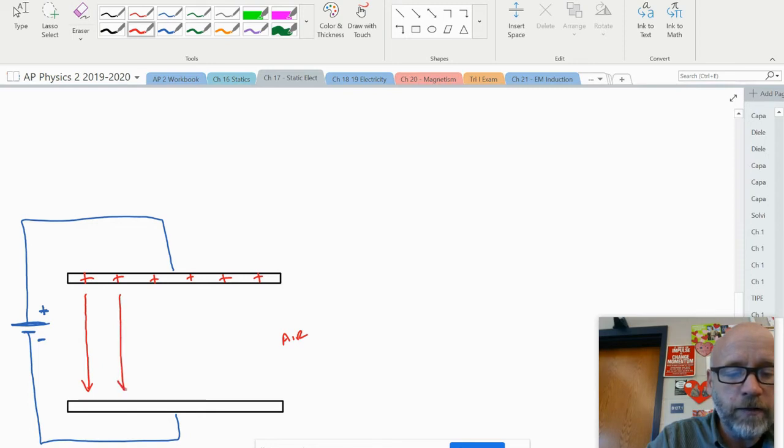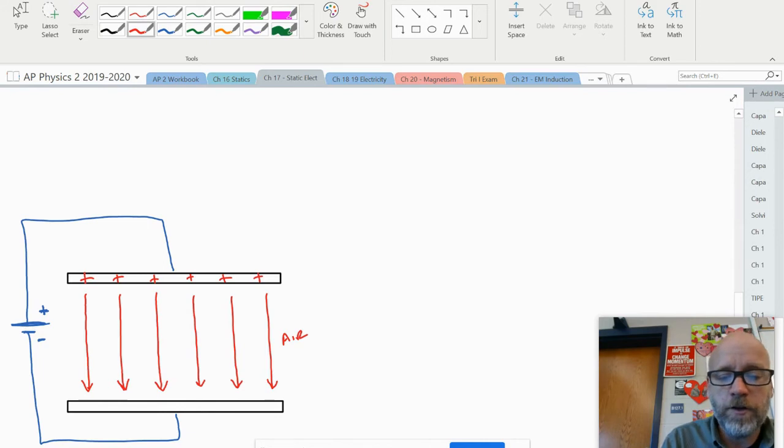These are field lines, not moving charges. They'll do that until the positive charges on the other side.